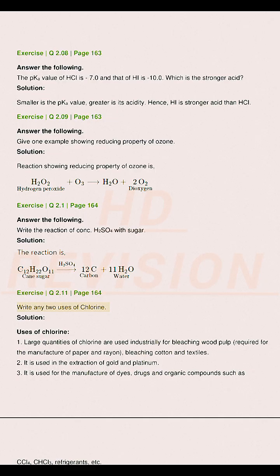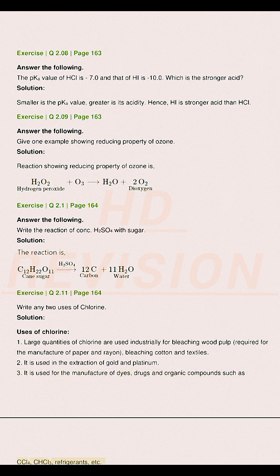Write any two uses of chlorine. Solution. Uses of chlorine. 1. Large quantities of chlorine are used industrially for bleaching wood pulp required for the manufacture of paper and rayon, bleaching cotton and textiles. 2. It is used in the extraction of gold and platinum.